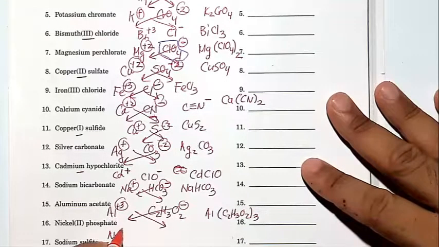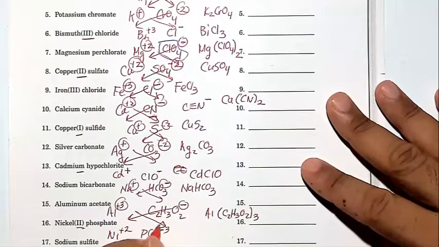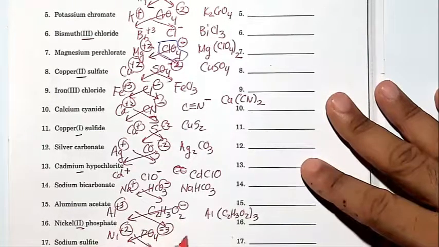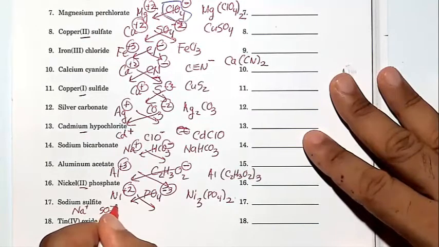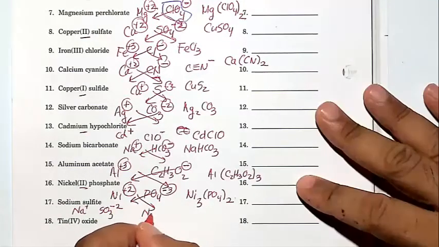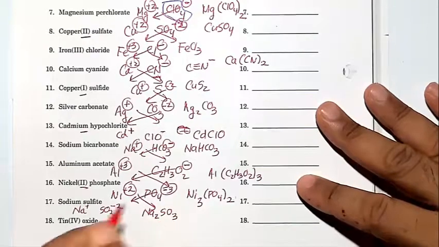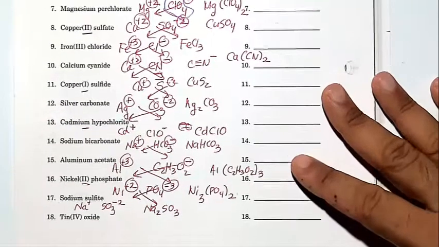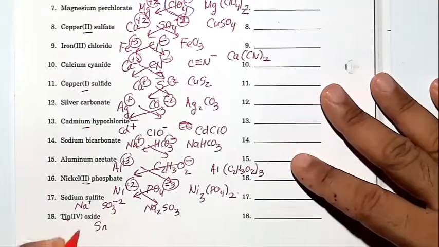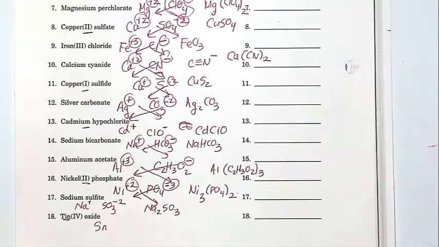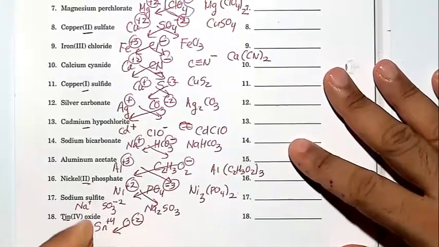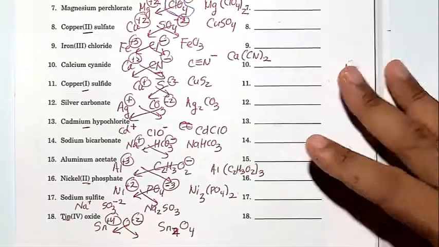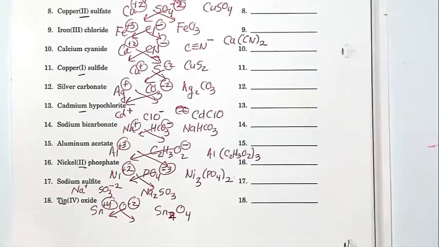Nickel phosphate. Nickel is a transition metal, +2. Phosphate is PO4 3-. Do the switcheroo. Sodium sulfite. Sodium is Na+. Sulfite is SO3 2-. Switcheroo, it's going to be Na2SO3. Tin(IV) oxide. Tin is an element that has the elemental abbreviation Sn. It's +4. Oxide is -2. We do the switcheroo. And so ionic compounds do the switcheroo.